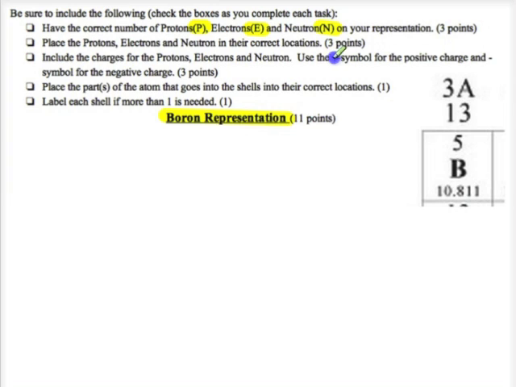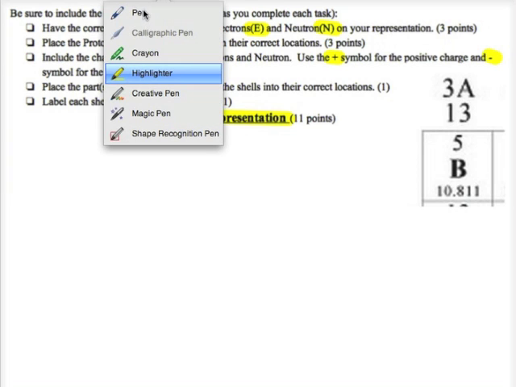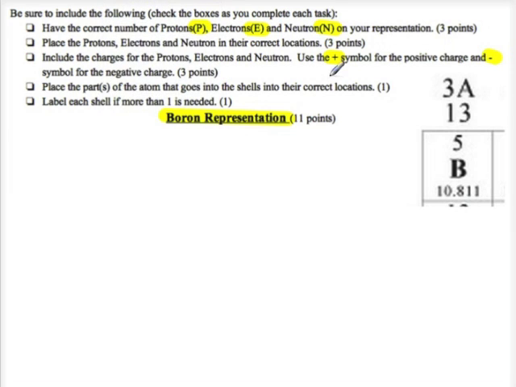Include the charges. Put a plus symbol for the positive charges and a minus symbol or a negative symbol for the negative charges. So now I can start to do some of this. And some of you, this is the part that you missed, the P, the E, and the N. You put pluses and minuses in there, but you didn't really explain to me what was what, what was the protons, what was the electrons. You assumed that if you put the pluses where the protons are, I thought you knew that those were going to be protons, but I can't assume that.